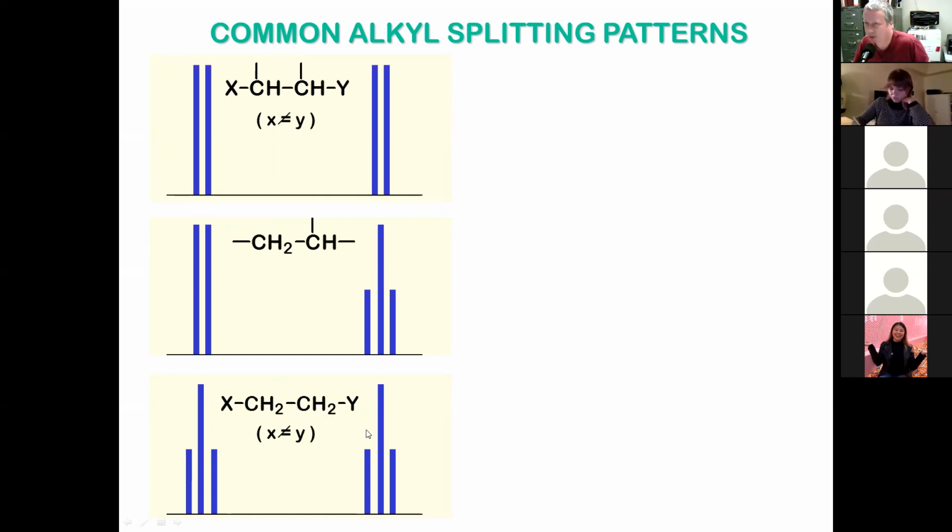What about 2 CH2s, and then some kind of X and Y groups that are different? One's got 2 neighbors, the other's got 2 neighbors. They're both triplets, right? So a triplet and a triplet. All right.